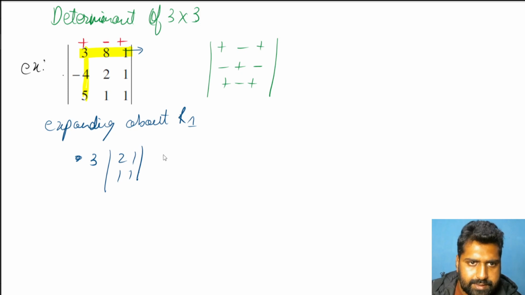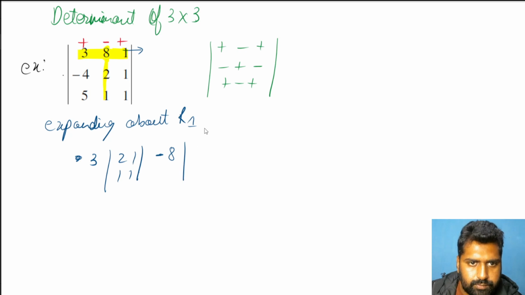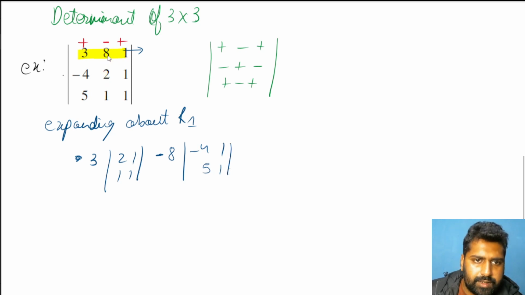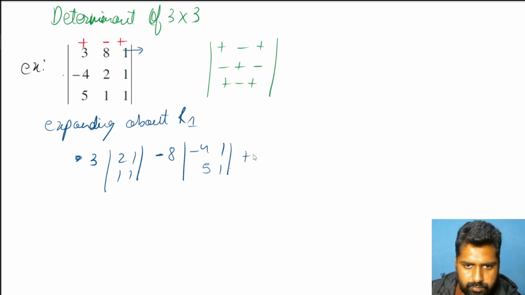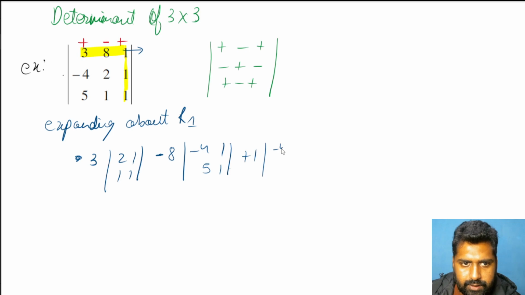Then the next element has to be opened with minus. So minus and then 8. Do the same thing. Leave the column and the row of 8. Again you will see a 2 cross 2: minus 4, 1, 5, 1. Lastly, same idea for the last element, that's 1, which has to be opened with a positive sign, so positive 1. Leave the row and the column, and you'll see a 2 cross 2: 1, minus 4, 2, 5, 1.